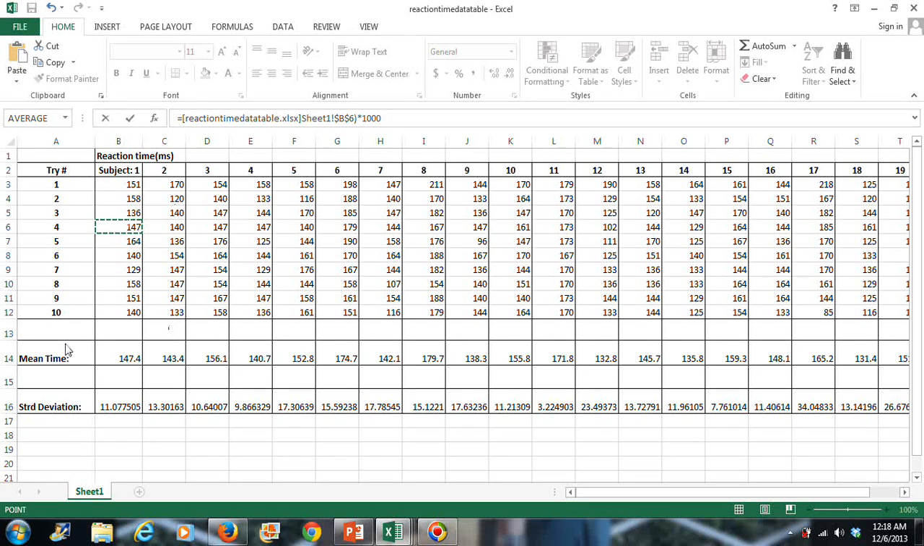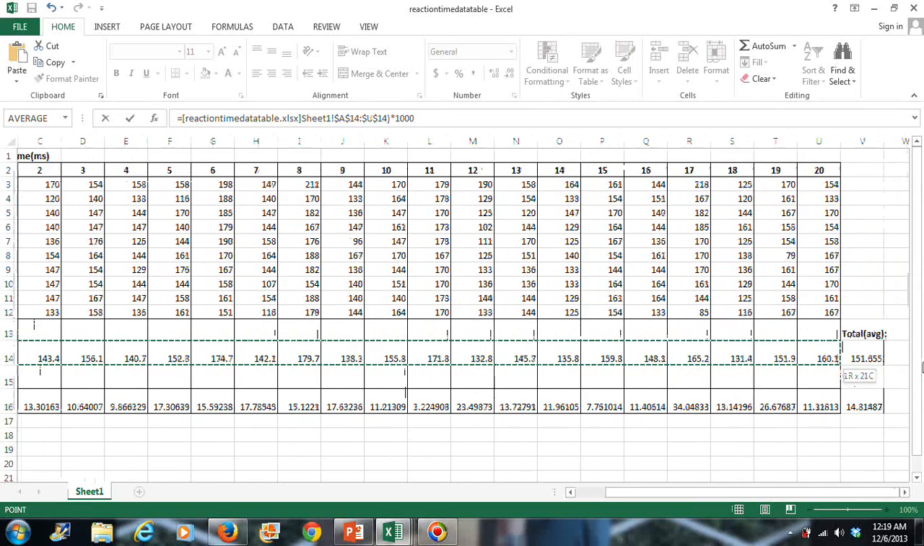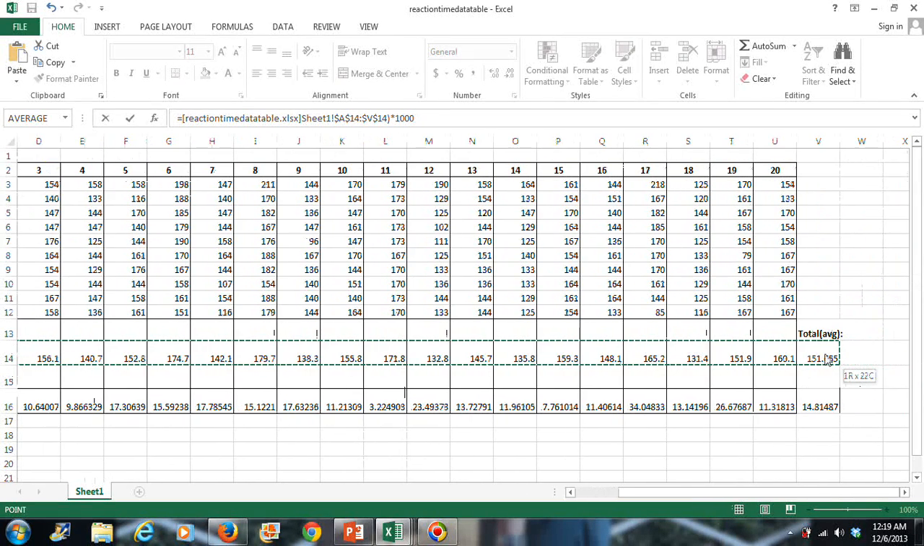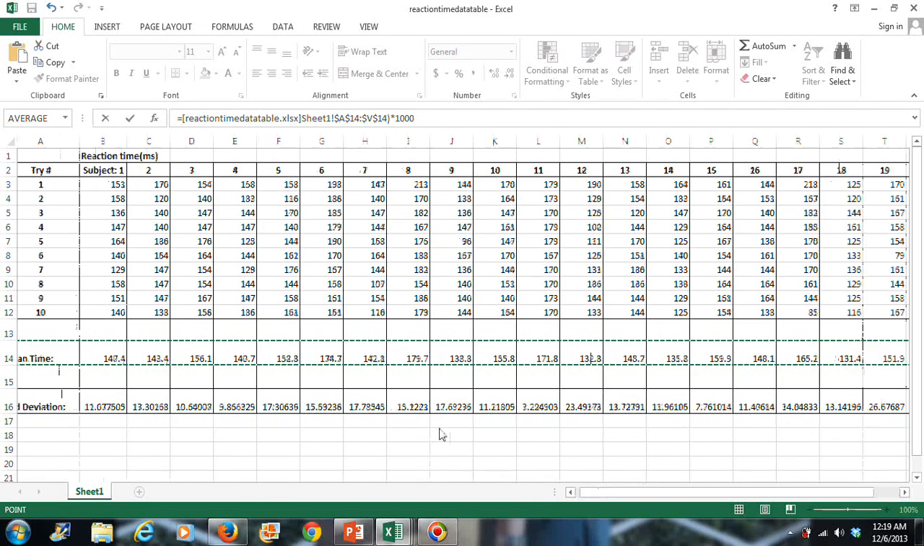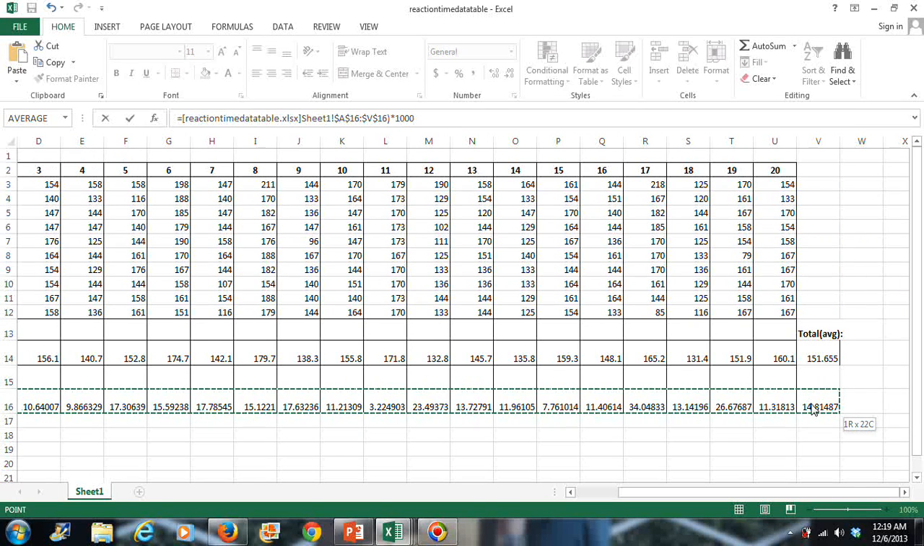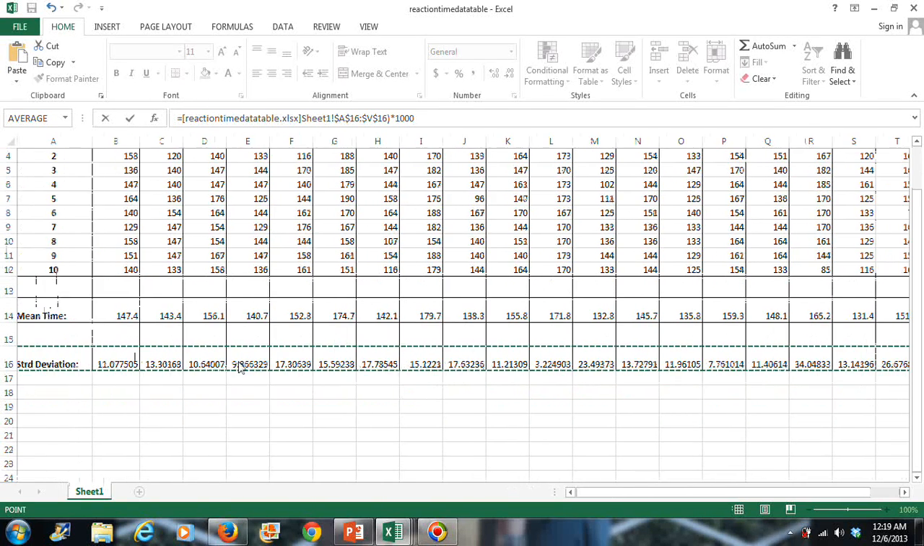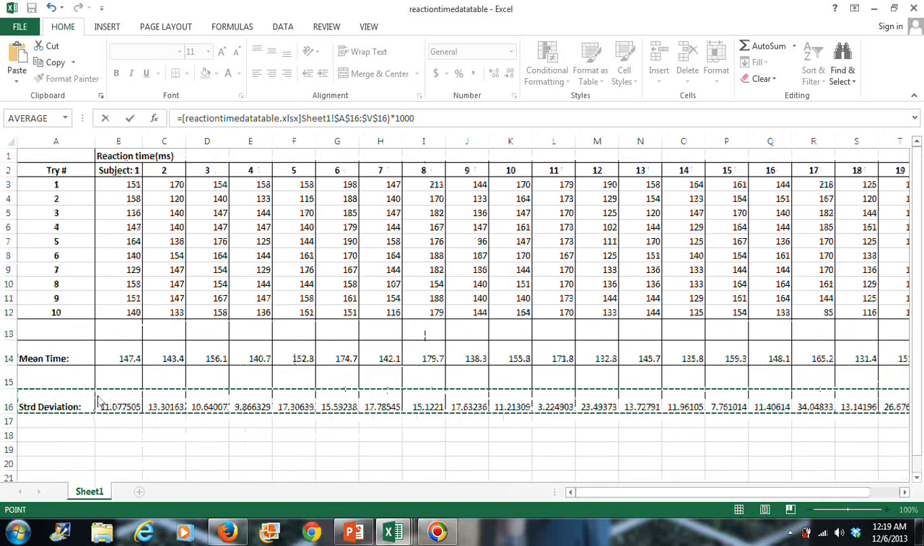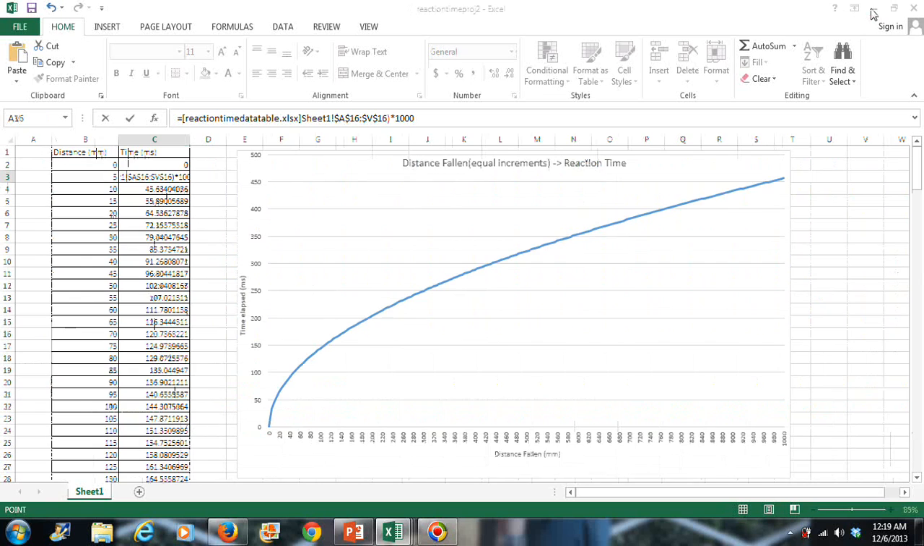And you can see we took those and we calculated the mean times for each of those people, and then we counted the total mean, which was 151, and then we found the standard deviation of each one of those people, and then we found the average of the standard deviation, which is about 14, which is kind of bad, but since it was just a time strip, I can't expect it to be a really great way to measure it, but it was good enough.